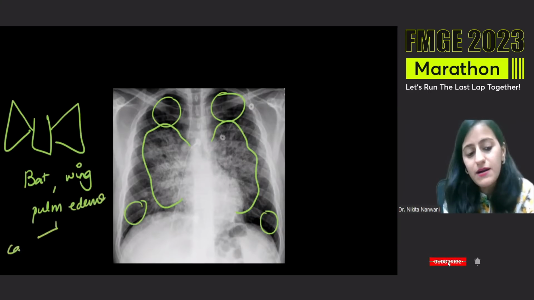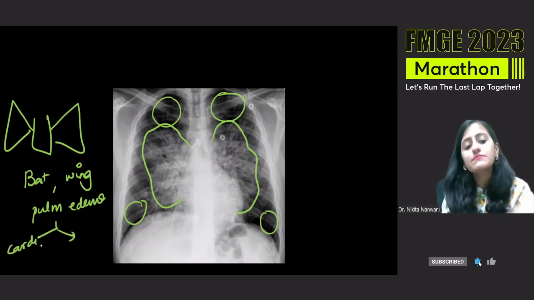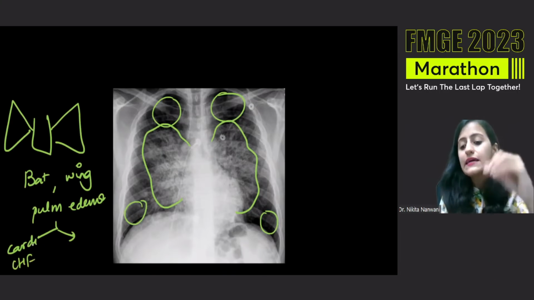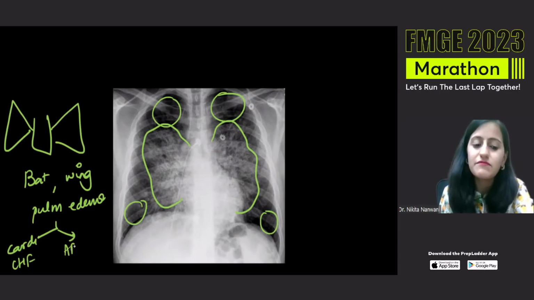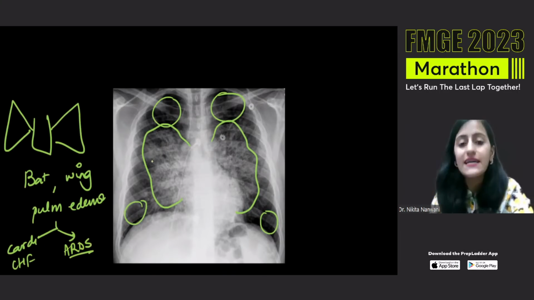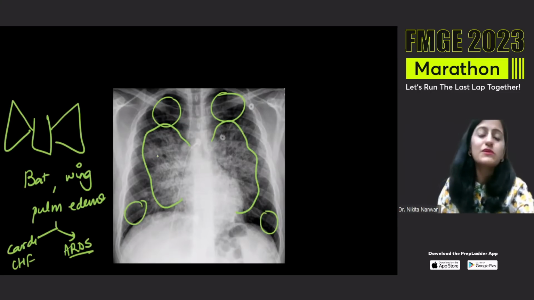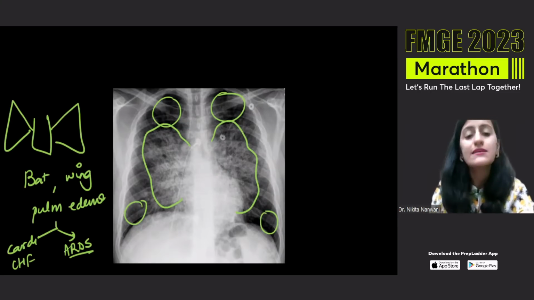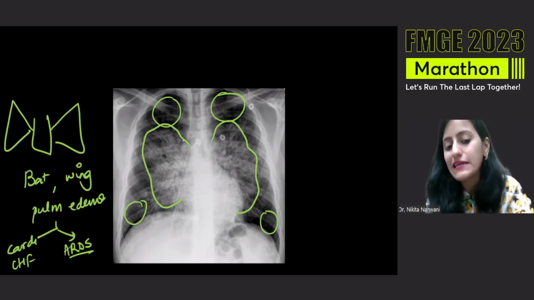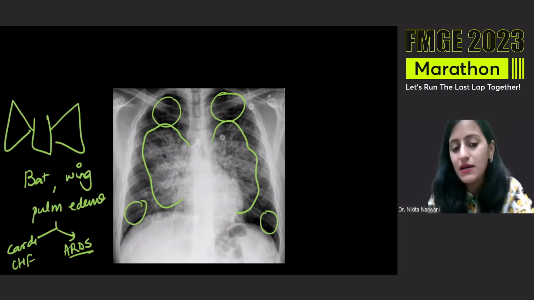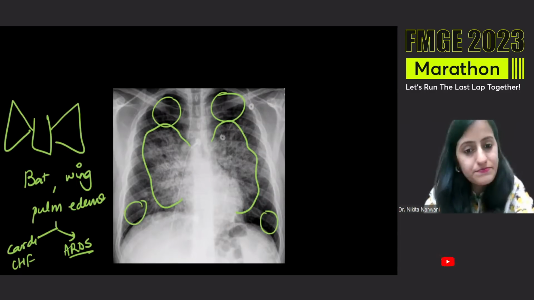Which pulmonary edema? It could be cardiogenic as well, that is because of the heart failure. It could be non-cardiogenic as well, which is basically ARDS. So remember that this can be seen with heart failure and also with ARDS, which is non-cardiogenic pulmonary edema. So it's a sign of pulmonary edema, the bat wing appearance, right?